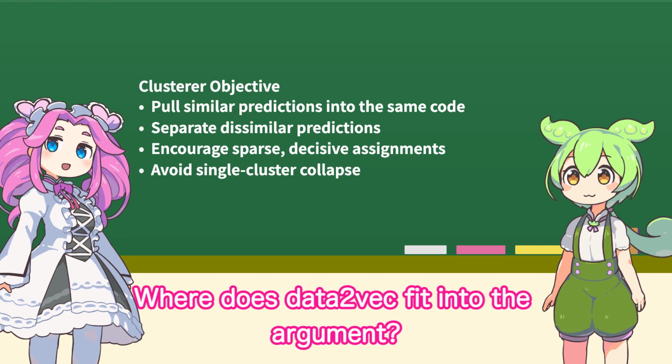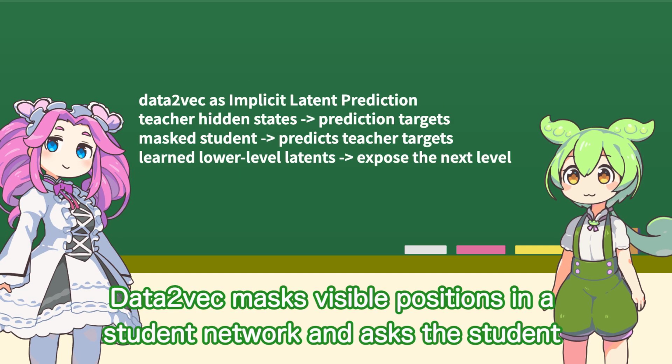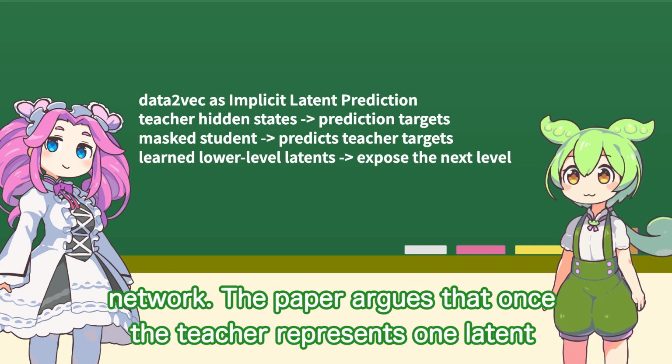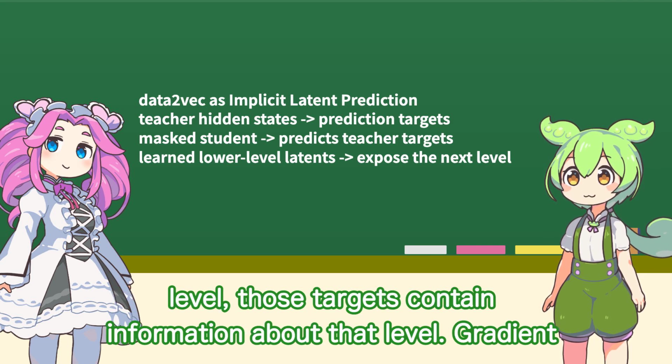Where does Data2Vec fit into the argument? Data2Vec masks visible positions in a student network and asks the student to predict pooled hidden representations from a teacher network. The paper argues that once the teacher represents one latent level, those targets contain information about that level.